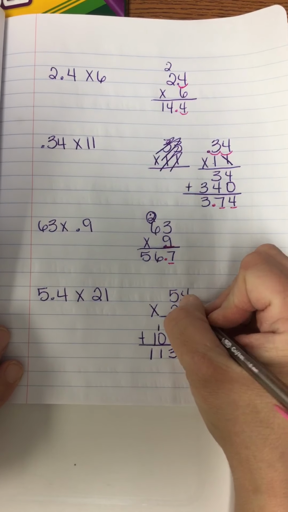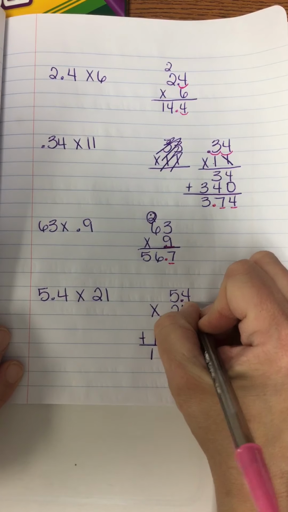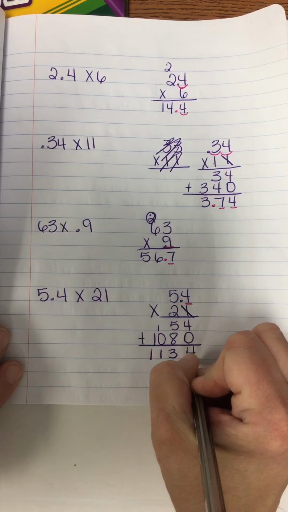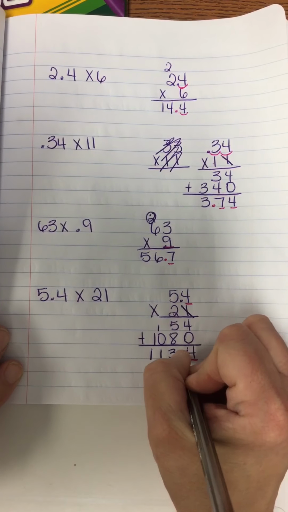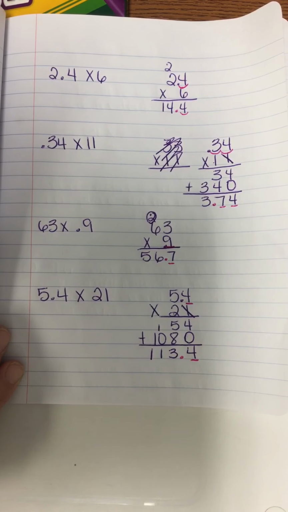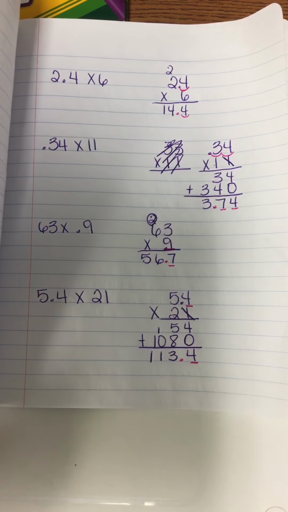Okay, so here I have the decimal is right here between the 5 and the 4. There is one number behind that decimal. So in my answer, I need to have one number behind the decimal. So the decimal is going to go between the 3 and the 4, which means now it's 113 4/10, and no comma is needed.